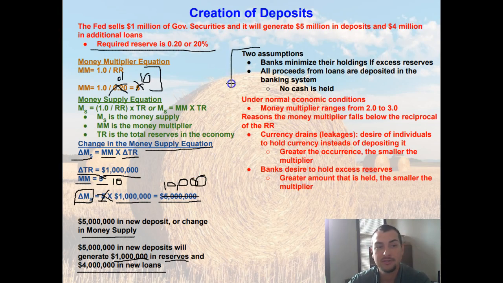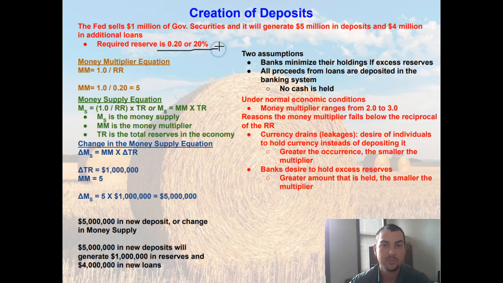So we made these two assumptions over here, but do those assumptions always hold true? Well, under normal economic conditions, that money multiplier will actually range from 2 to 3. Whereas before we said that money multiplier was 5, and we said that required reserve is 20%. In reality, we usually deal with required reserve ratios of about that much, but by the time it all plays out, these two assumptions do not hold, and the true money multiplier actually ranges from 2 to 3.